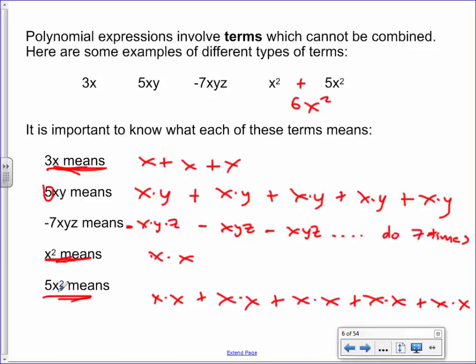Why can I add the 5x and the x squared? Why can they go together? Yeah, because they're like terms. Right? I mean, the like terms is the x squared, but maybe here's one way of looking at it.